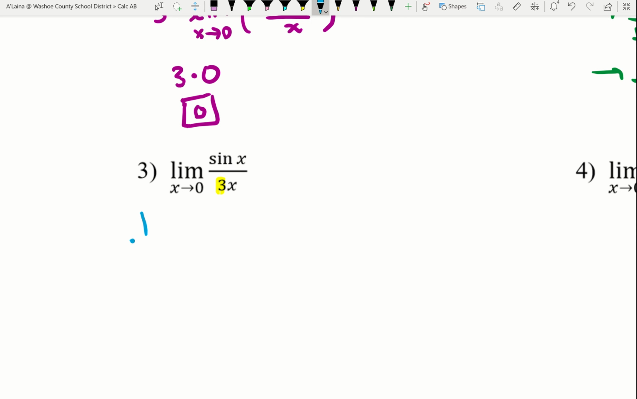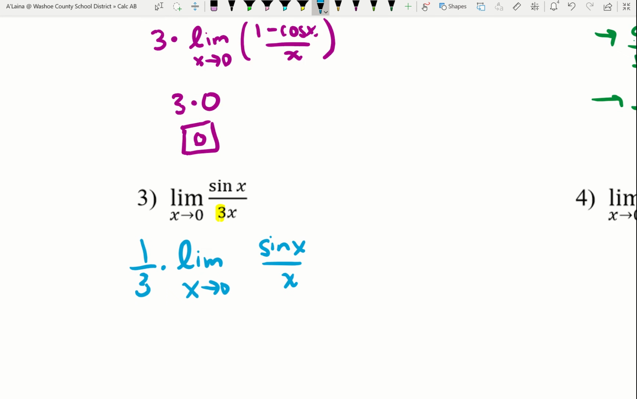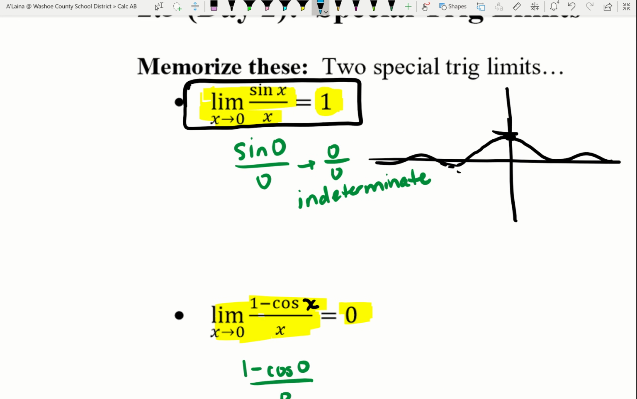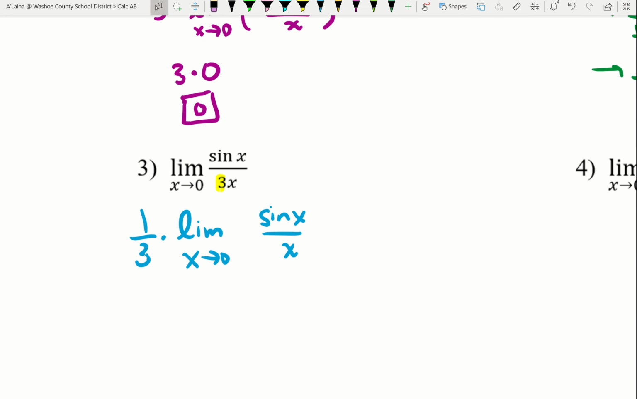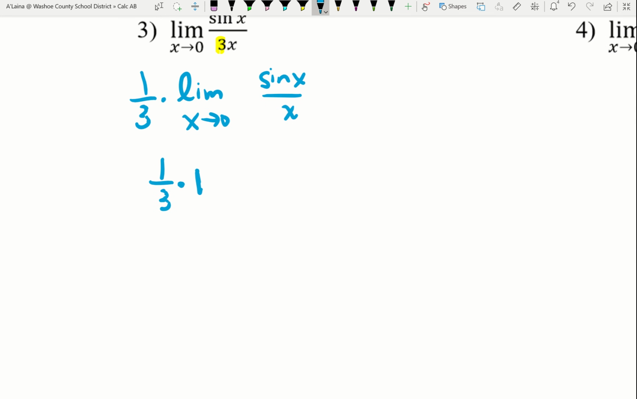I'm going to think of this as 1/3 times the limit as x approaches 0 of the sine of x over x, which we had found earlier approaches a height of 1 from both the left and right side. So this is really 1/3 times 1. I never actually used substitution on this one because I recognized it as a special limit. And my answer is 1/3.